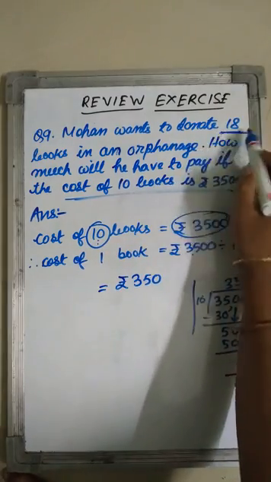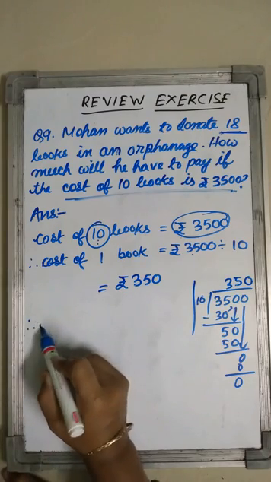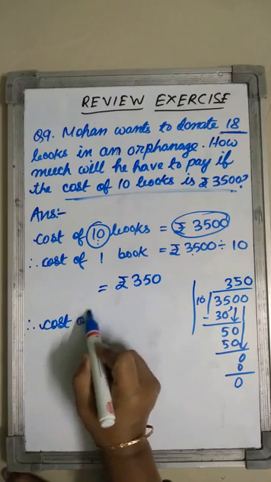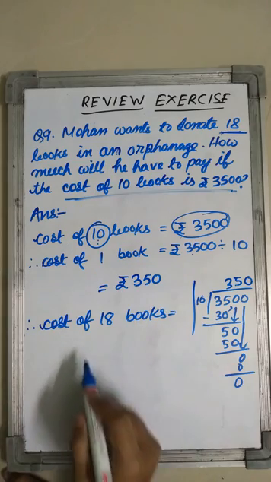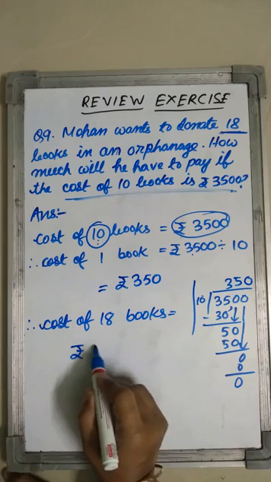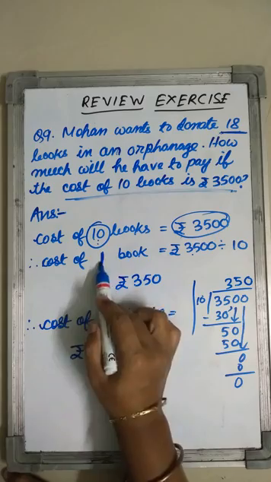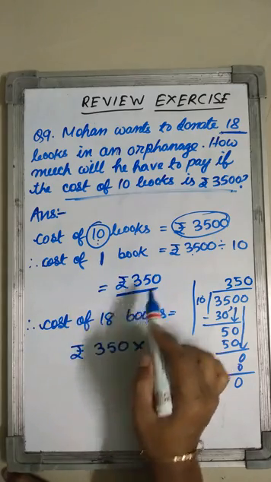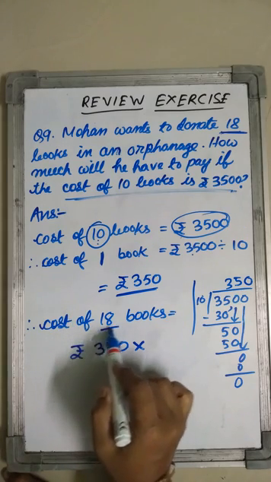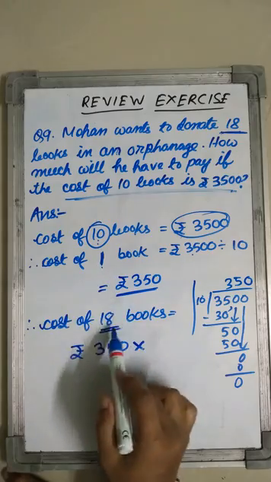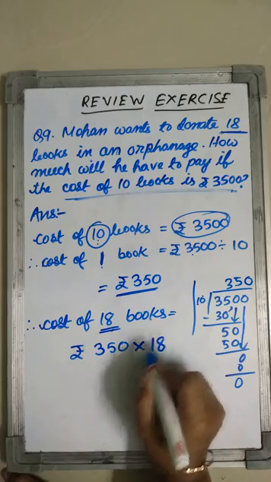We have to find the cost of 18 books. Therefore cost of 18 books equal to rupees 350. This is one. We have found the price of one book. Then we are finding the cost of 18 books. So this is bigger, so we are multiplying by 18.